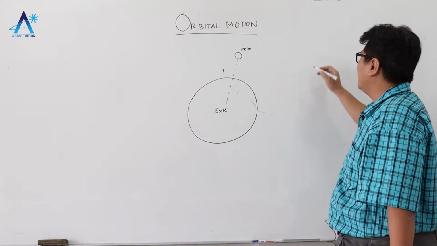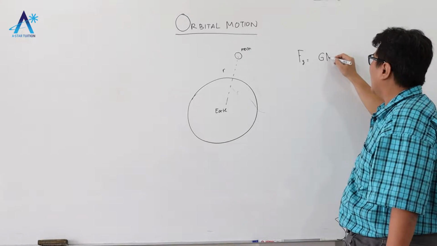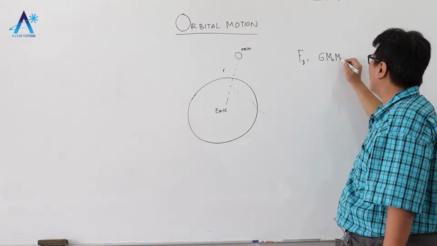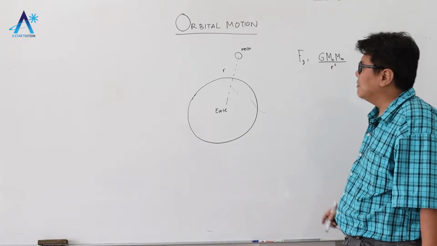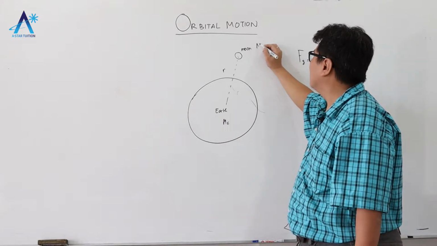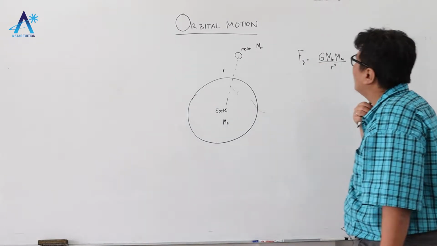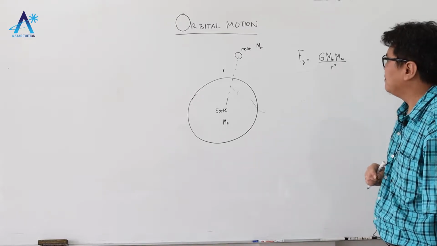Now the force between them is equal to G M_E m_m over r squared. So M_E is the mass of Earth and m_m is the mass of the moon. So the gravitational force is equal to this.